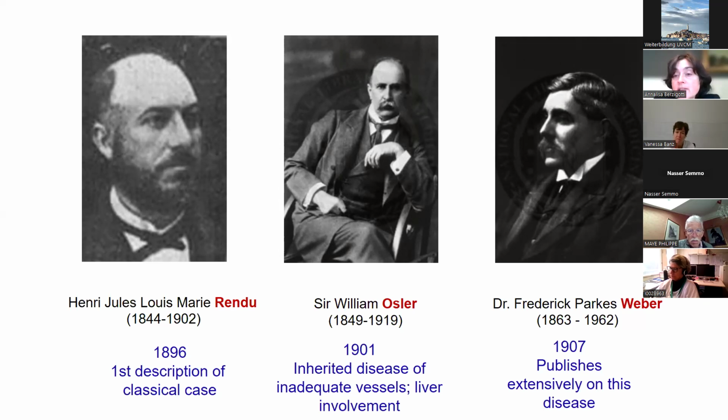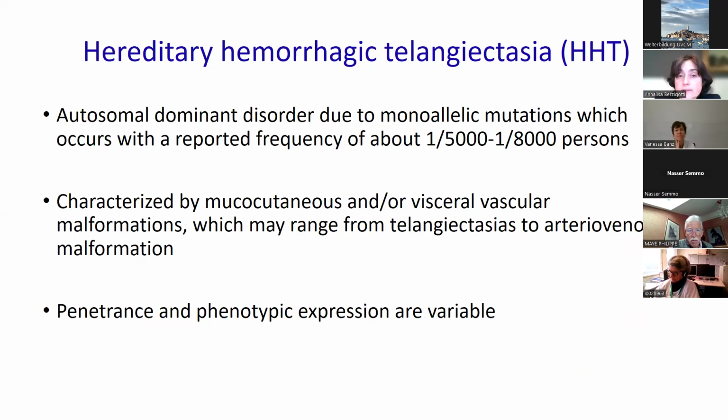And this is why the disease is also called after Rendu-Osler-Weber. But we now call it with this proper name, hereditary hemorrhagic telangiectasia, HHT. This is an autosomal dominant disorder due to a monoallelic mutation that occurs in 1 in 5,000 to 1 in 8,000 people, characterized by mucocutaneous and/or visceral vascular malformation, which range from telangiectasia to large arteriovenous malformation. And it's important to know that even in families that are affected, the penetrance and phenotypic expression are very variable.